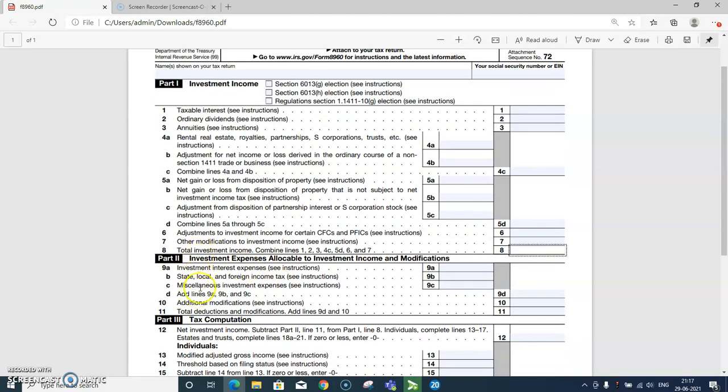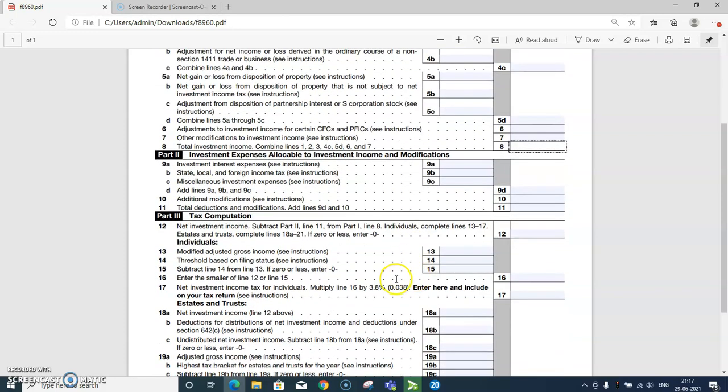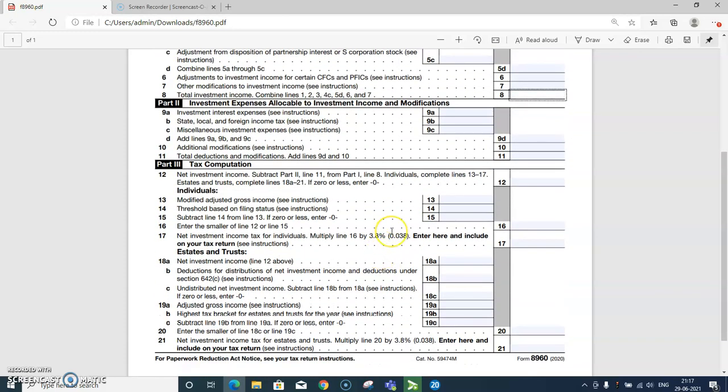Part 2 subtracts certain deductible investment-related expenses from the total investment income reported in Part 1. Deductible expenses cover the cost of hiring a financial advisor, brokerage fees, state and local income tax, and in some cases the interest you pay on funds you borrow to invest with. And Part 3 calculates the tax computation.